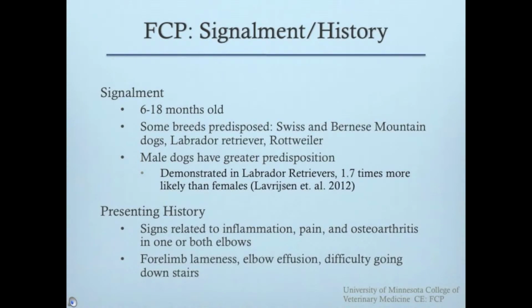Swiss and Bernese Mountain Dogs are the two breeds with the greatest predisposition. Male dogs are also slightly more predisposed to this condition than female dogs. The clinical signs associated with the FCP are from inflammation and pain in the elbow joint. Owners may report that the dog has lameness, a swelling over the elbow joint, or is reluctant to go downstairs.